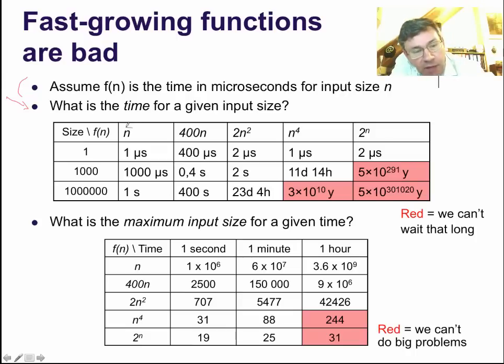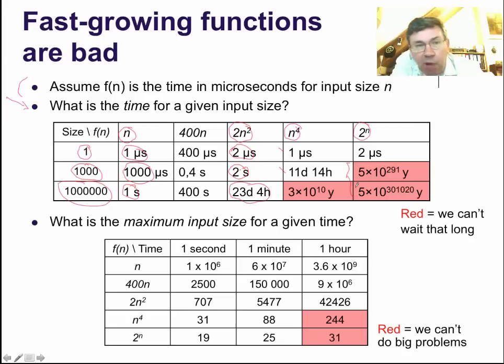So my first question, what is the time for a given input size? For example, if f of n is the function n, then if the size is 1, it takes 1 microsecond. If the size is 1,000, it takes 1,000 microseconds. And if the size is 1 million, it takes 1 second. That's fine. Now, if the function is 2n squared, these numbers are 2 microseconds, 2 seconds, and 23 days, 4 hours. It increases quite a bit. If it's n to the 4th, then it's 1 microsecond, 11 days, 3 times 10 to the 10 years. And if it's 2 to the n, an exponential function, it very quickly becomes very large.